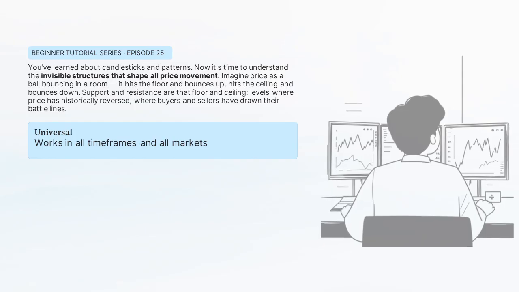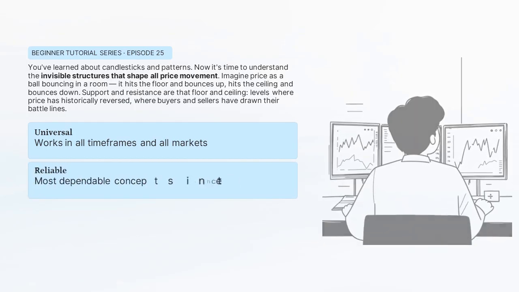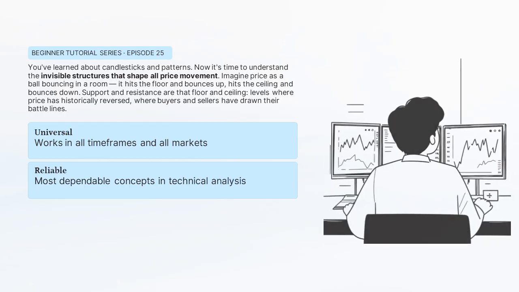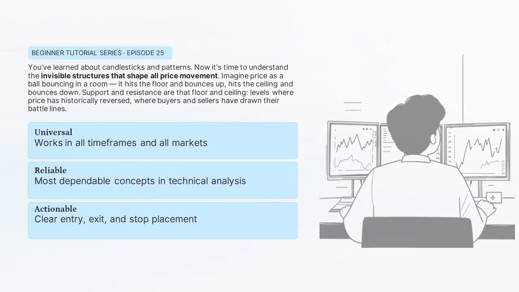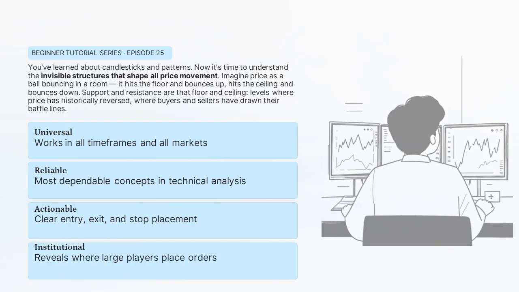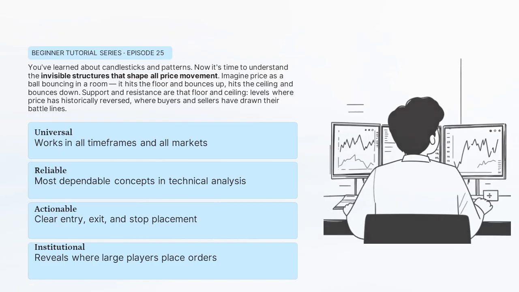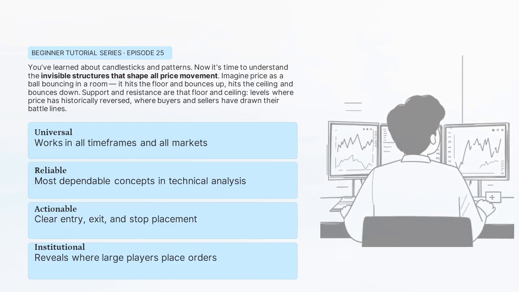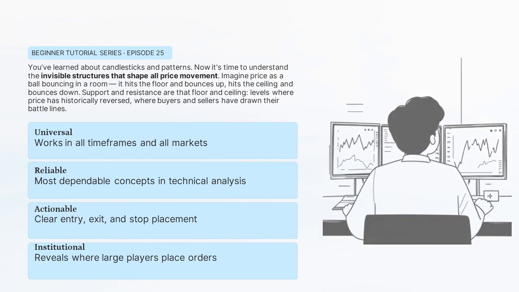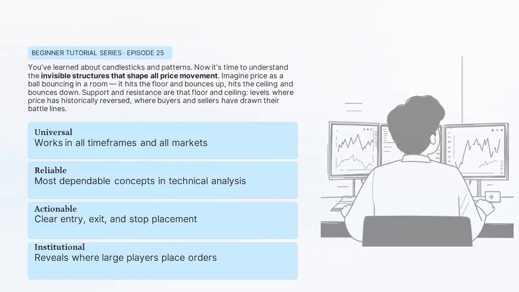Why does this matter? Because support and resistance work in all time frames and all markets. They are among the most reliable concepts in all of technical analysis. They give you clear, actionable levels for entries, exits, and stop placement. And they reveal where large institutional players, banks, hedge funds, central banks, place their orders. By the end of the session, you'll understand the psychology behind these levels, how to identify them on any chart, how to trade them effectively, and how to avoid the common mistakes that trap beginner traders.